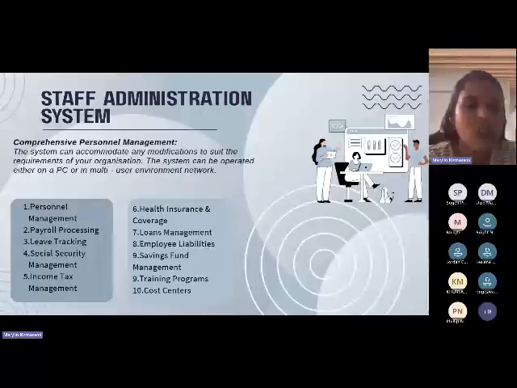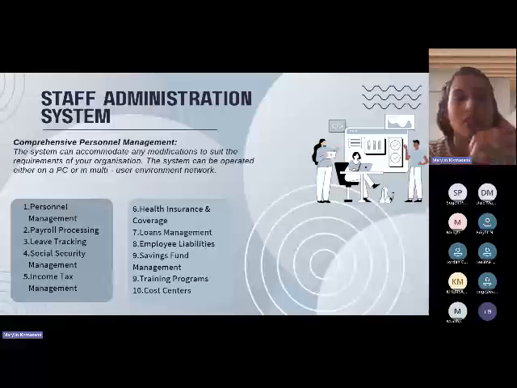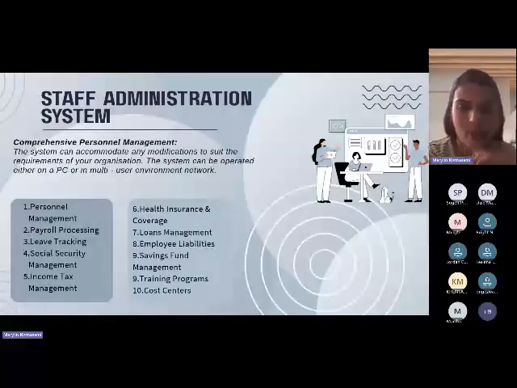Then there's the training module. For example, people that go on any forms of training, learnerships, internships, if there are any bursaries, etc., all of that is recorded on your staff administration system. So you can see that this is one central point for an employee, and everything that deals with that employee within that organization is recorded on the system.